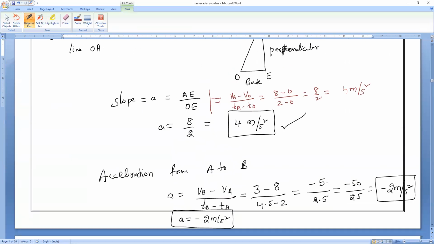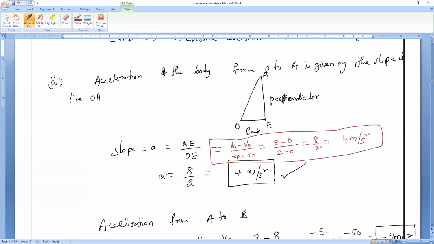This is the alternative method. Keep it in mind, we can solve by using a triangle also. Everything we can solve using triangles because we know tan theta is equal to slope. Slope is equal to what? Perpendicular divided by base. Sir, tan theta is equal to slope, and slope is equal to acceleration. Yes, we can write that. Everything is the same. Clear? Understood?